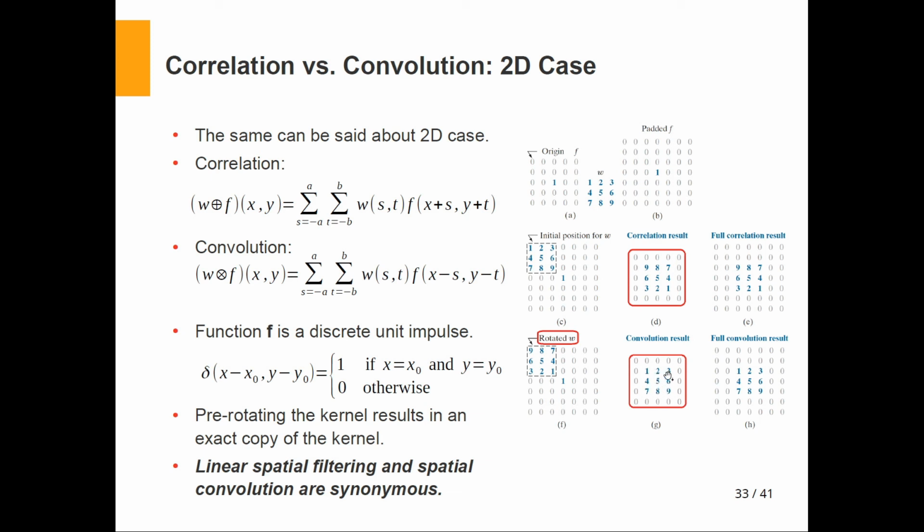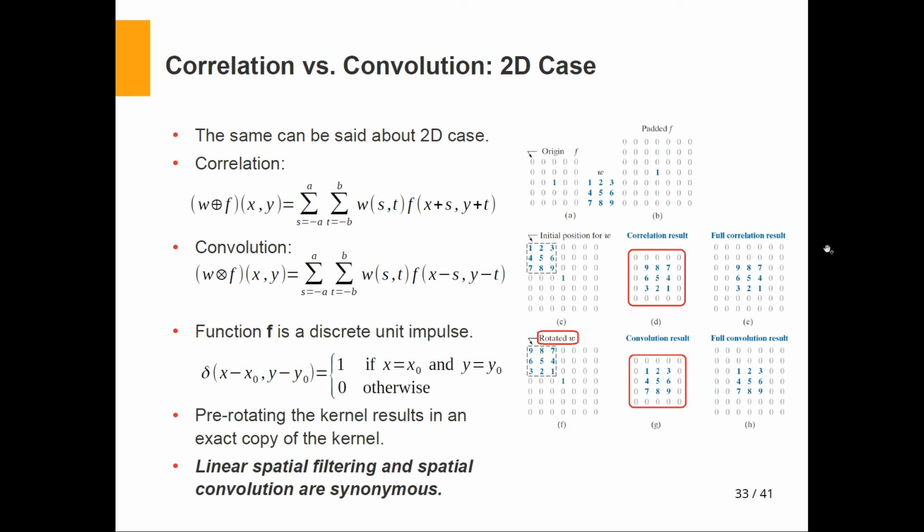And as you can see, we have exactly the same kernel at the location for which the value of function f is 1. So again, pre-rotating the kernel results in an exact copy of the kernel. And again, for 2D cases, linear spatial filtering and spatial convolution are considered to be synonymous.